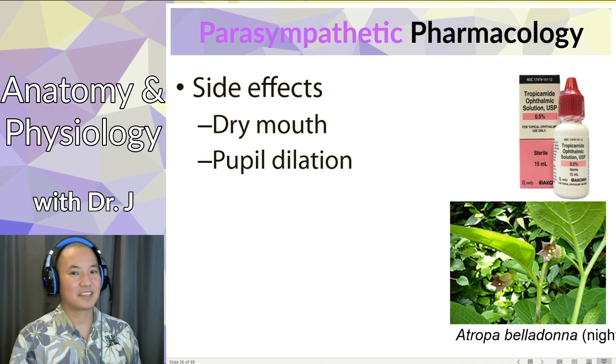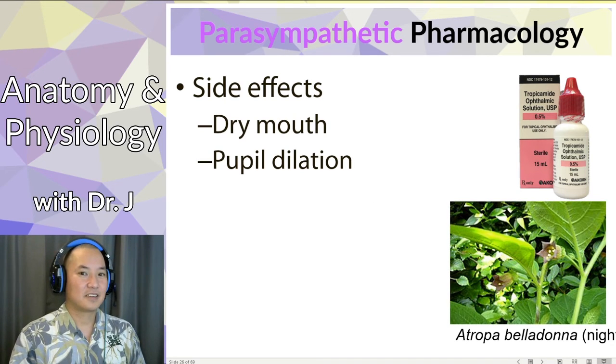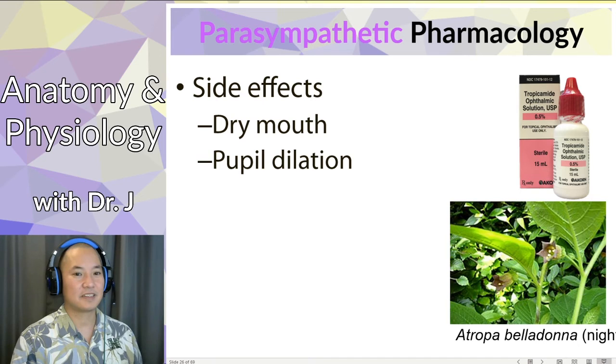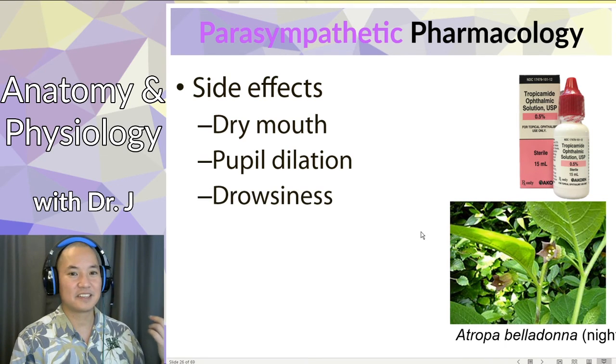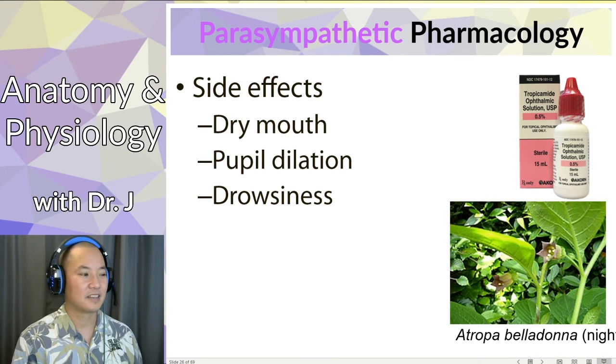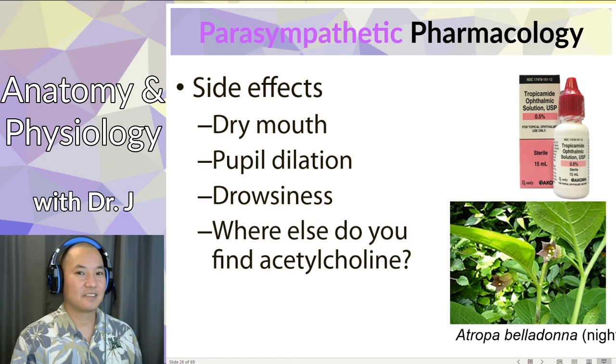Now, remember that acetylcholine is also a neurotransmitter. So there are other synapses in your brain that also use acetylcholine that are independent of, I shouldn't say independent, but they're not necessarily involved with the autonomic nervous system. So if you're starting to block neurotransmission in the brain that uses acetylcholine, this can lead to some of the symptoms of drowsiness as well. And where else do you find acetylcholine? Think back. Think back to exam 2. Think back to the very first neurotransmitter you learned this semester.